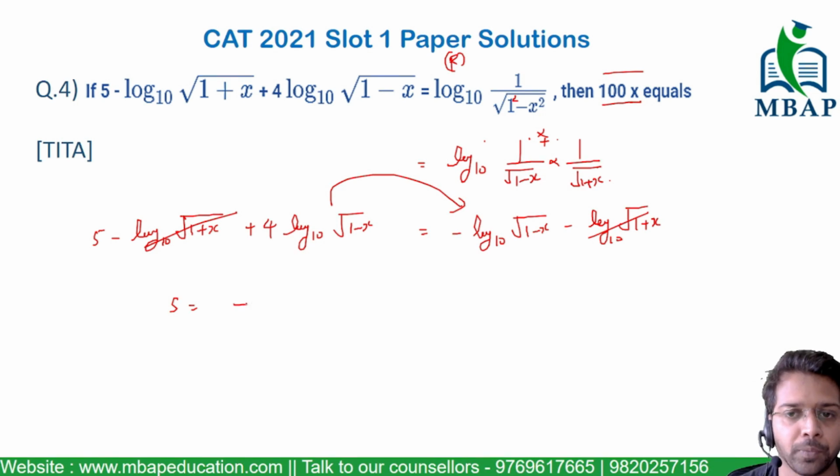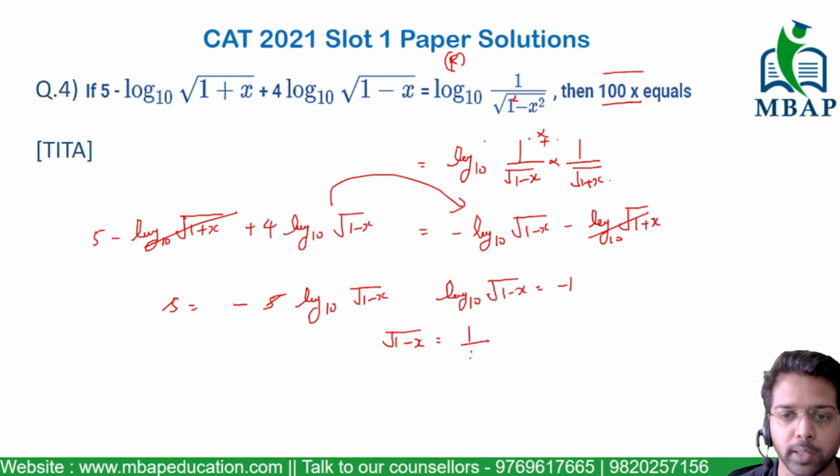Towards the end it's going to look like something like this. 5 is equal to minus 5 times log to the base 10 root of 1 minus x. 5 will get cancelled, so what do I get here? I get something like log to the base 10 root of 1 minus x is equal to minus 1. Removing the log will make the overall expression root of 1 minus x equal to 1 upon 10, or possibly 1 minus x will be equal to 1 upon 100, squaring on both the sides. If that is the case, what is x? X will be equal to 99 upon 100.